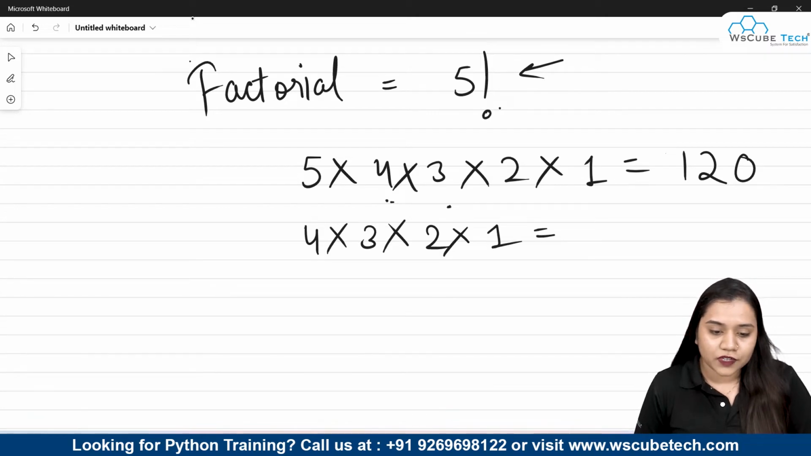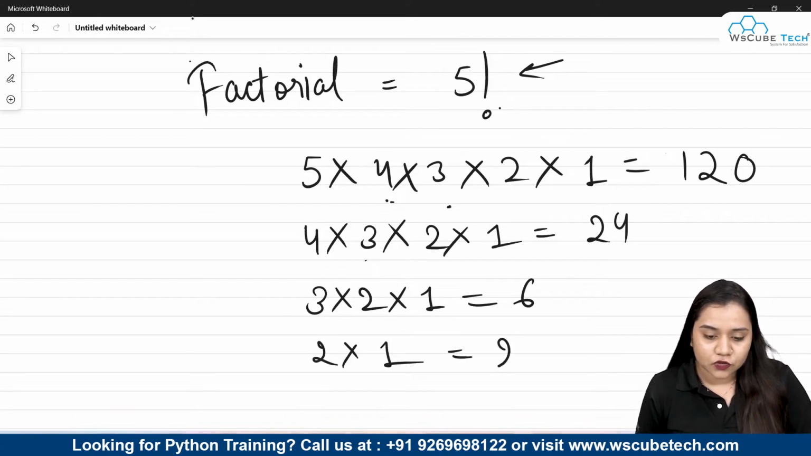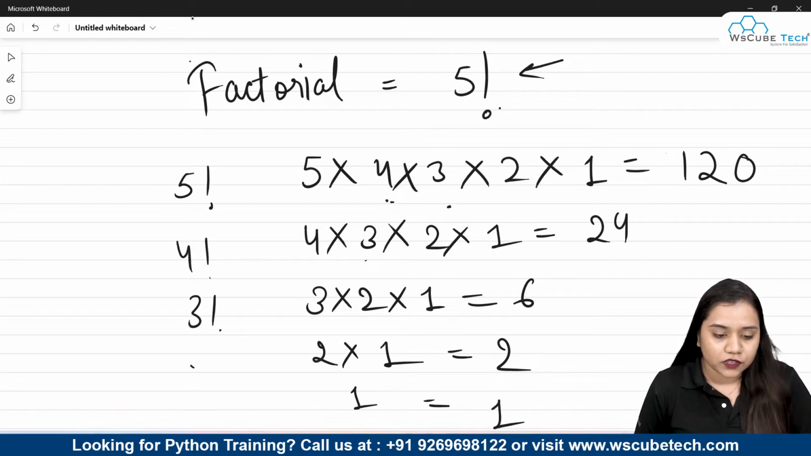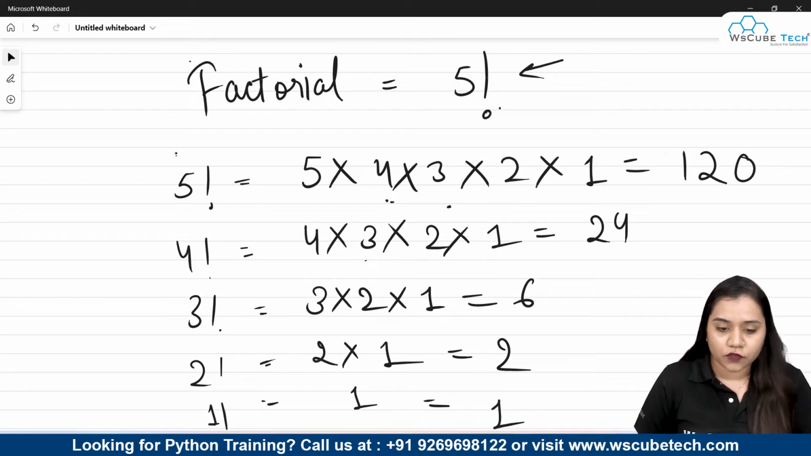That would be 4 times 3 is 12, 12 times 2 is 24. The factorial of 3 would be 3 multiplied by 2 multiplied by 1, so 3 times 2 is 6. And factorial of 2 would be 2 multiplied by 1, that is 2 itself. And the factorial of 1 will be 1 itself. So this is our 5 factorial, this is our 4 factorial, and this is the value of our 3 factorial, 2 factorial and the factorial of 1. So this is how we find the factorial of a number.